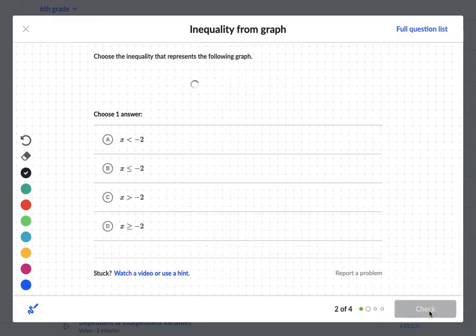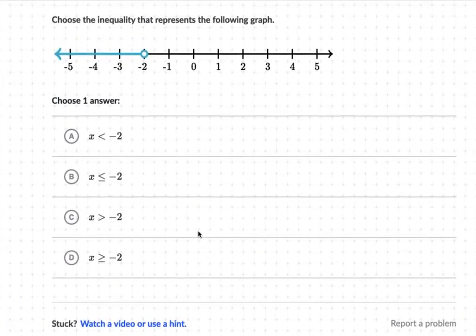Let's try another one. So same thing as before. Pause the video and try this on your own.